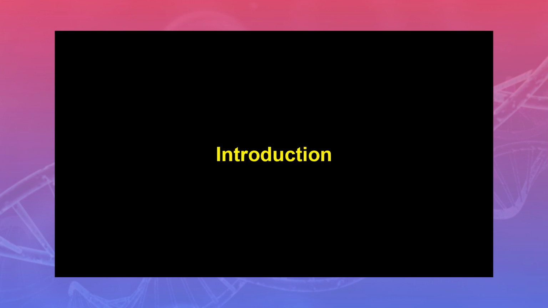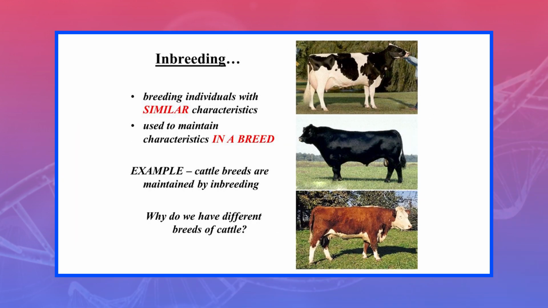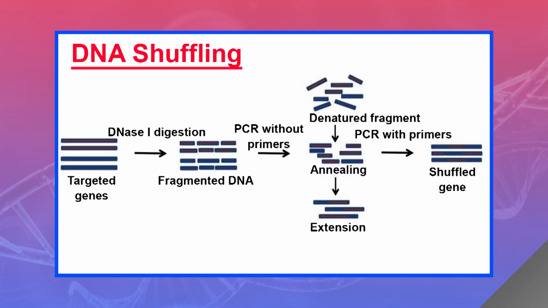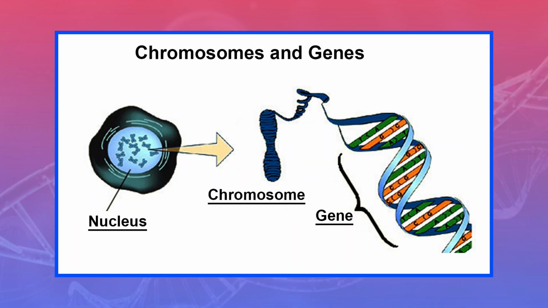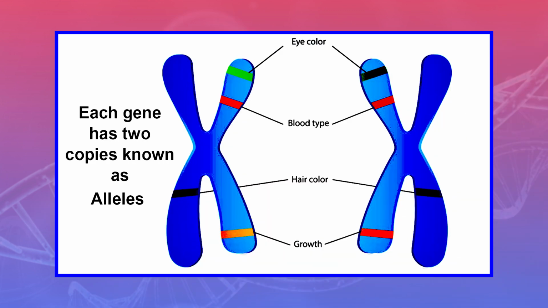Dear students, let's start with the introduction to inbreeding first. Inbreeding is the mating of organisms closely related by ancestry. It goes against the biological aim of mating, which is the shuffling of DNA. Human DNA is bundled into 23 pairs of chromosomes, 22 pairs of autosomes and 1 pair of sex chromosomes. Within each chromosome there are hundreds of thousands of genes, and each gene has 2 copies known as alleles.